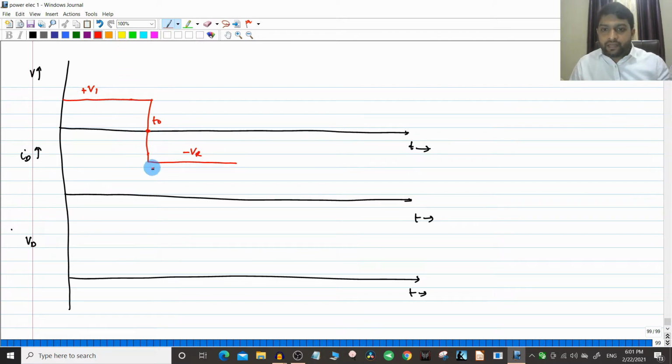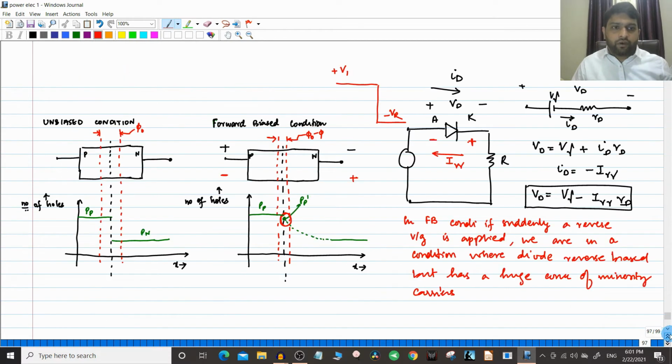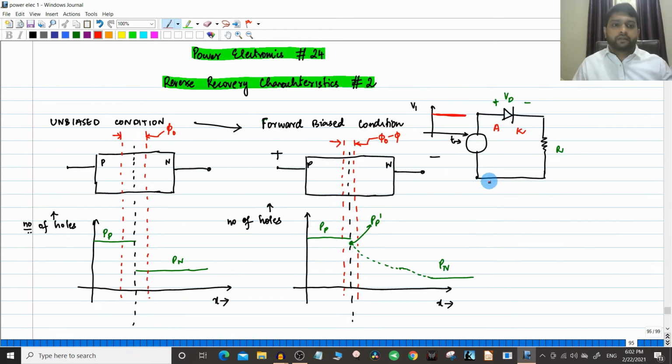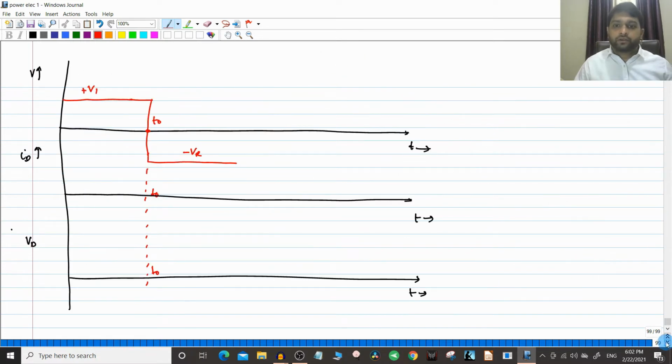Here you are having positive voltage, here you are having negative voltage. Now till time t0, what is the diode current? Naturally the diode is going to be forward biased, so let us see the forward bias circuit. In this case ID will be equal to V1 divided by R, if you neglect the diode voltage drop. Anyway, the concept is that the forward current is going to flow, so let us draw it like this. This will be the diode current ID.